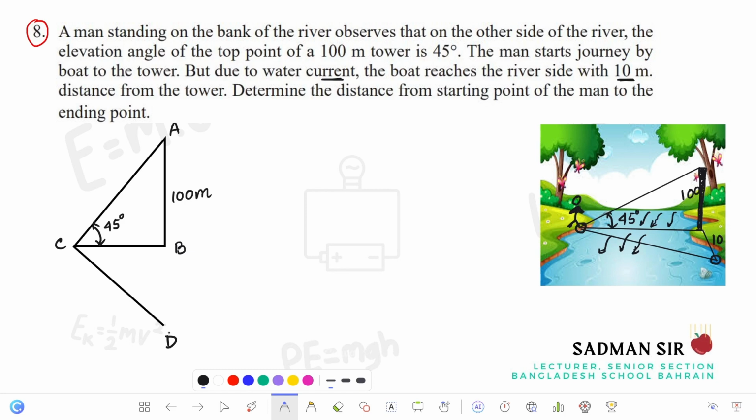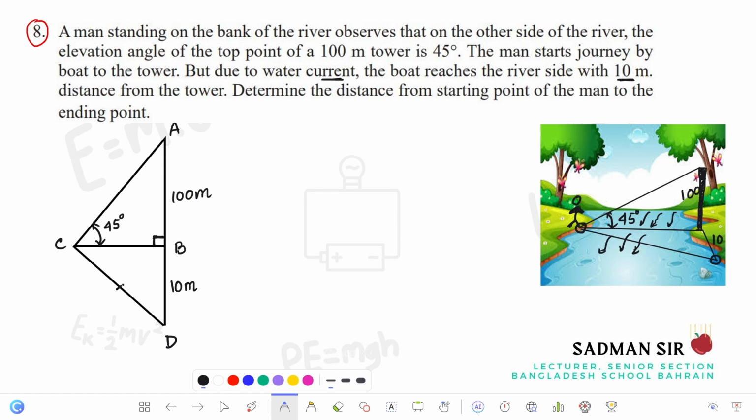That point let us name as D, and this D is a 10-meter distance from B. So this BD is actually 10 meter. So this is our whole diagram, and this diagram is easy to draw in the answer script, right? So you can draw this one in the answer paper, no problem. Here you can see that two right angle triangles are there, right? So how we can solve this problem?